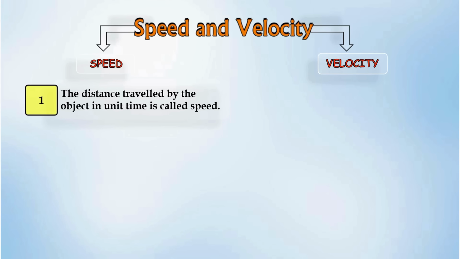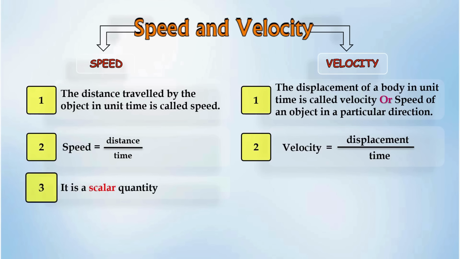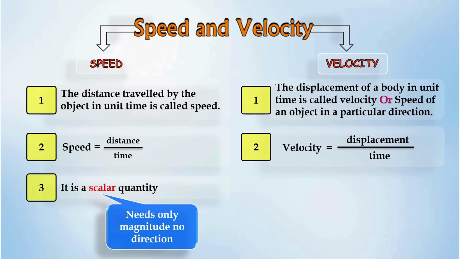Now let us understand the concepts of speed and velocity. First, we will look at speed. Speed is defined as the distance traveled by an object in unit time. In simple words, it tells us how fast an object is moving without caring about the direction. Mathematically, speed is given by the formula: speed equals distance divided by time. Speed is a scalar quantity, which means it requires only magnitude. Direction is not required while measuring speed.